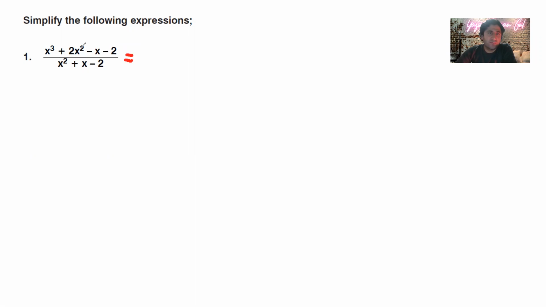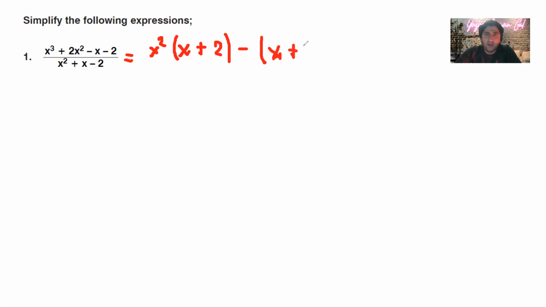This will be equal to, here, x cubed plus 2x squared. Now what is common here? So I'm going to take that out. Obviously that is going to be x squared, right? So when I write this in the bracket of x squared, now what do I get? This is going to be x plus 2.